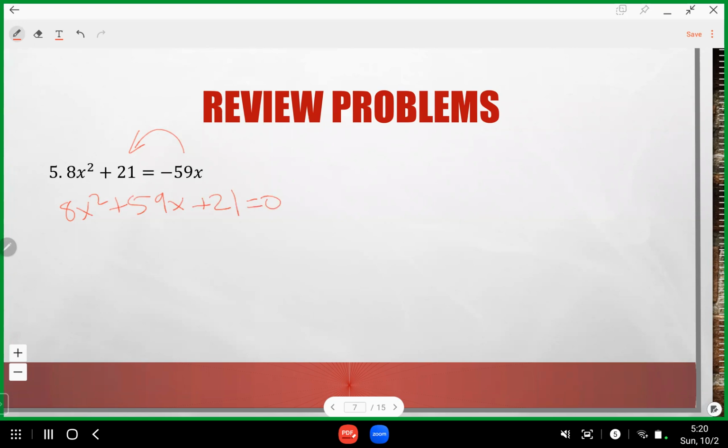So the factors of a could be 4 and 2. Good. And the factors of 21 are 7 and 3.